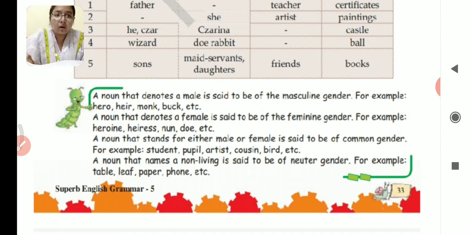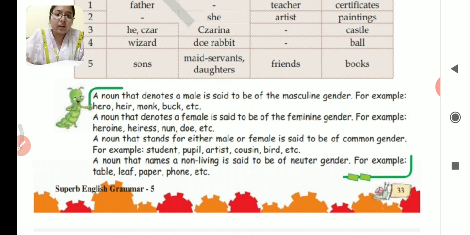Now come to the third one, that is common gender. A noun that stands for either male or female is said to be of common gender. Common gender is used both for male as well as female. It is generally used for occupation when we are talking about any occupation. For example, teacher, doctor. A teacher can be both male as well as female. Similarly, doctor can be male, female, any artist, any occupation we are talking about, that will come under common gender.